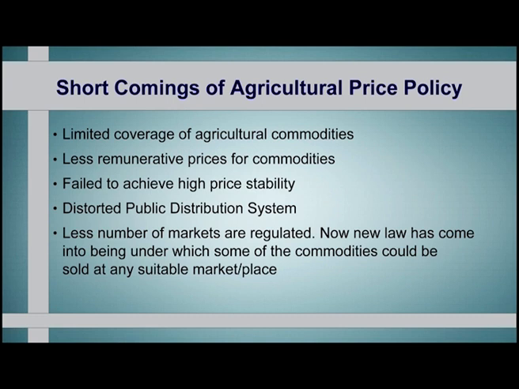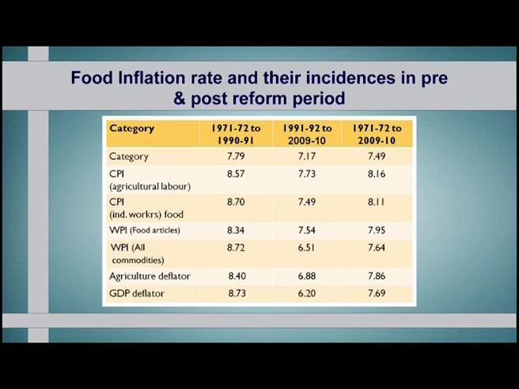Fewer markets are regulated. That's also one of the shortcomings. Now, a new law has come into being under which some of the commodities could be sold at any place rather than the regulated markets only. Now, in spite of all these factors, in spite of all the efforts which the government has put in for supporting the price, for increasing the production, there have been other factors which have led to inflation in food.